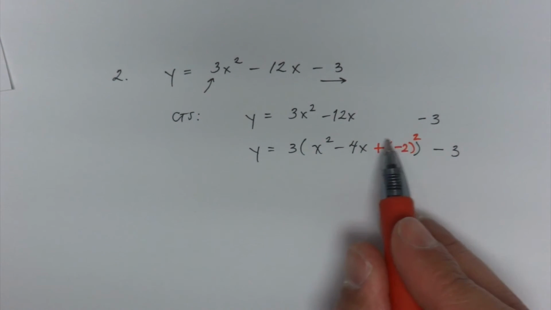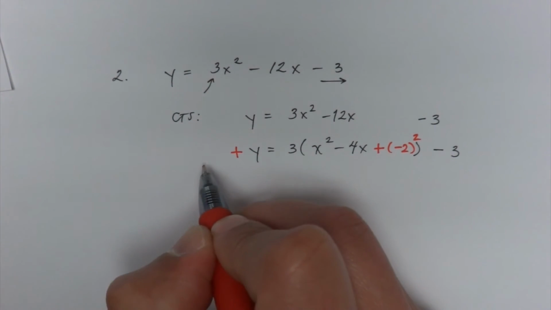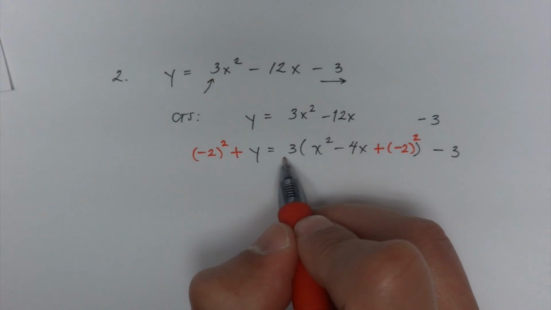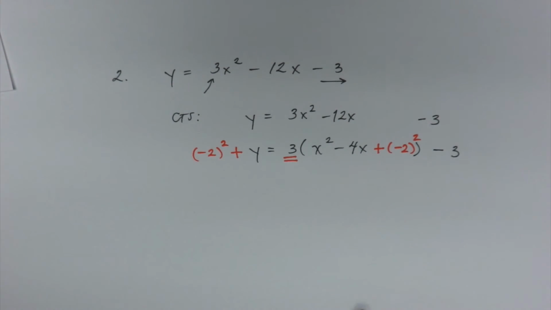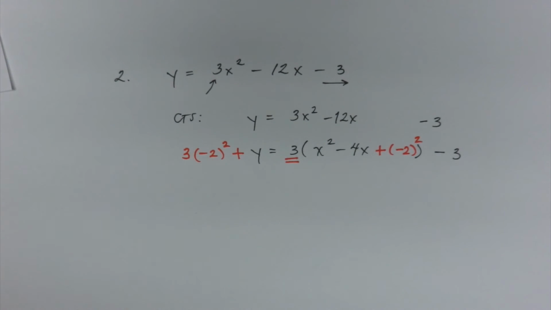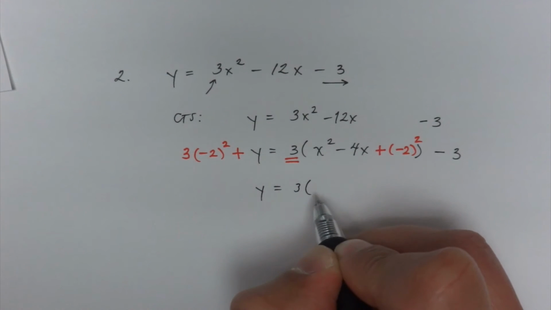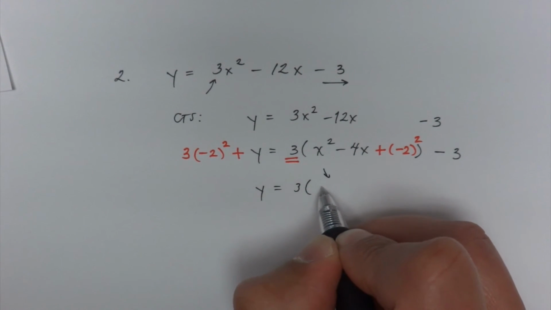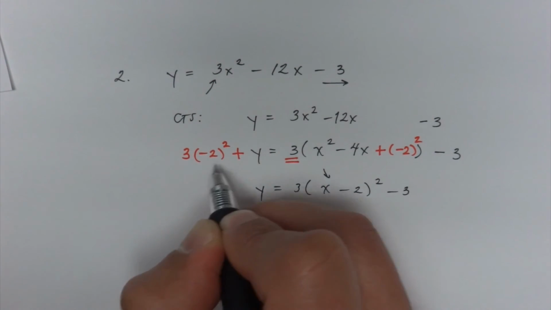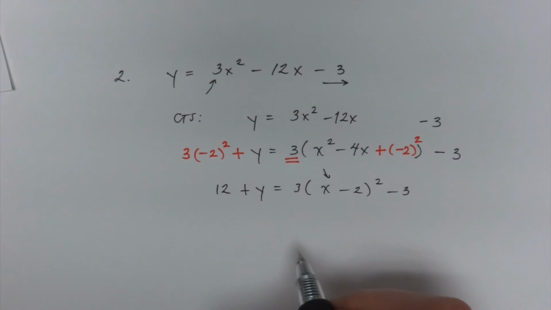Now notice, what did I add over here on the right? Negative 2 squared. So on the left, I also have to add negative 2 quantity squared. But notice, this 3 is being multiplied by everything on the inside. So what do we do? Multiply it by 3. Now I can evaluate and simplify it. I have my 3 as a constant. Now I take one of the x's, take this minus 2, square it, minus 3. What does this become? Well, negative 2 squared is a positive 4, times 3 is 12.